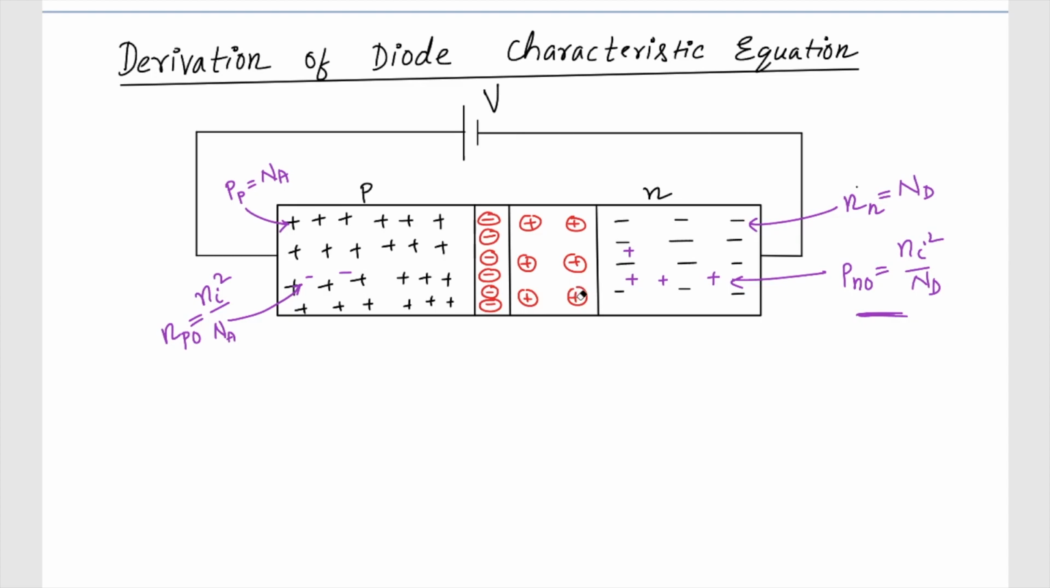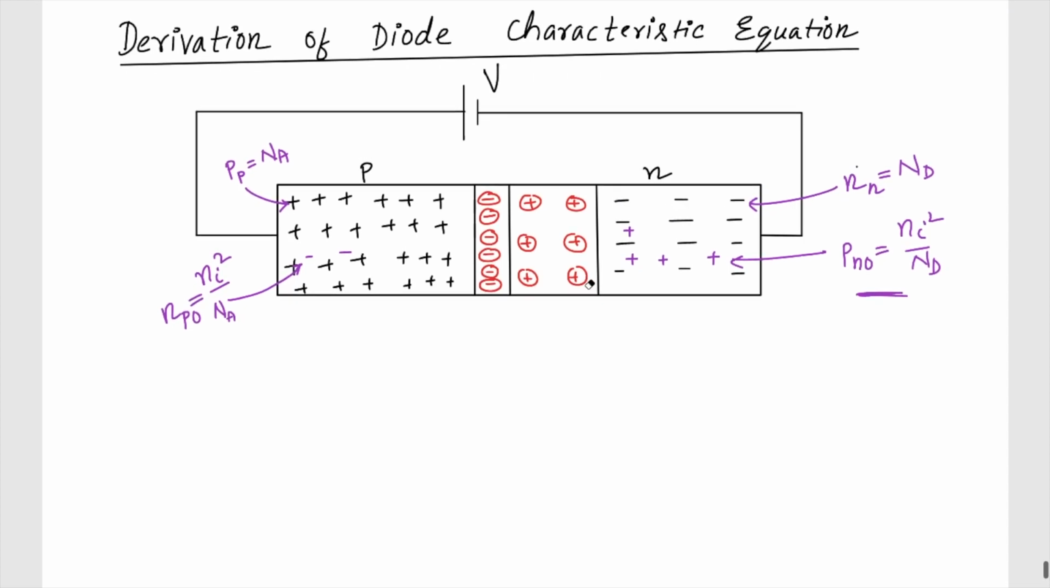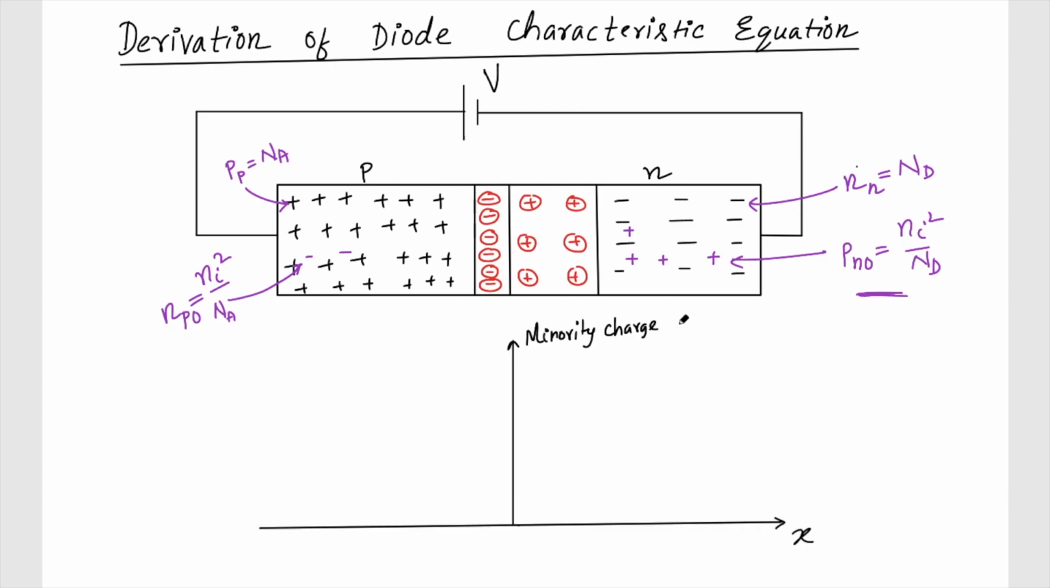To study this more elaborately, let's draw the graph of the minority charge carriers. This is my x, and on the y-axis I'm going to represent only the minority charge carrier concentration. Of course this is my depletion region. This is 0, this is my xn, this is my xp.